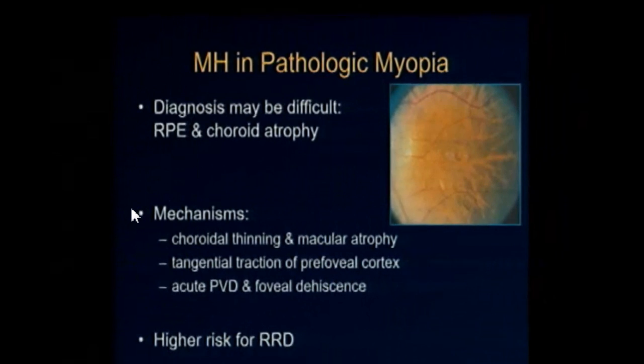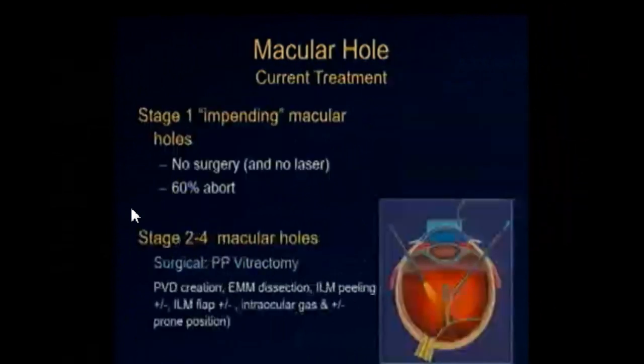All right, pathologic myopia very commonly gives macular holes, which can be very difficult to detect. This is one of the beautiful things about an OCT is that you can see them. They're difficult to detect because the contrast with the RPE atrophy and the choroidal hypopigmentation does not let you see them very well. It can happen either because of macular thinning or because of the tangential traction that we talked about or because of an acute PVD. And these are a little bit different than the idiopathic ones in that they can also be associated with retinal detachment.